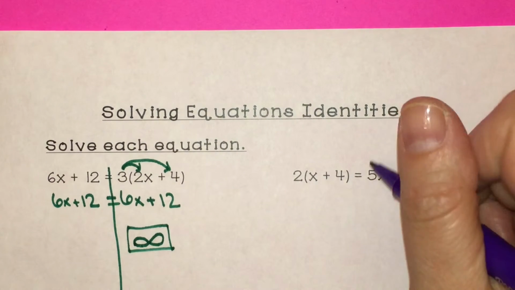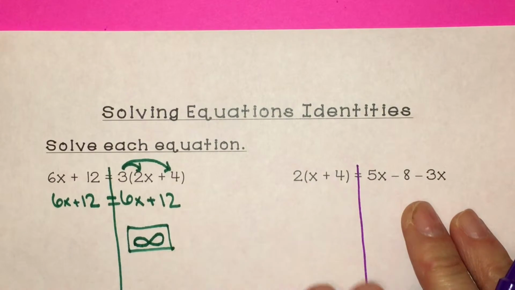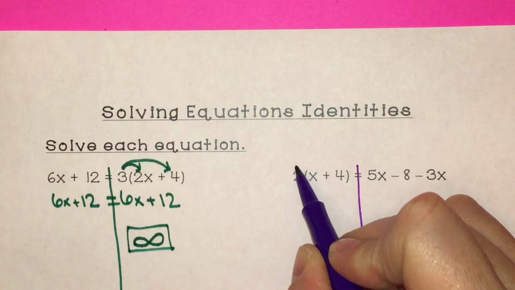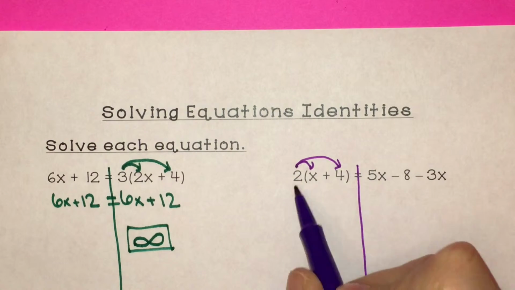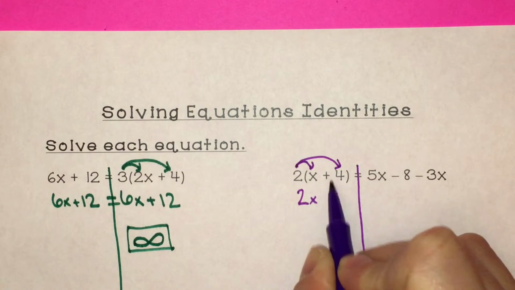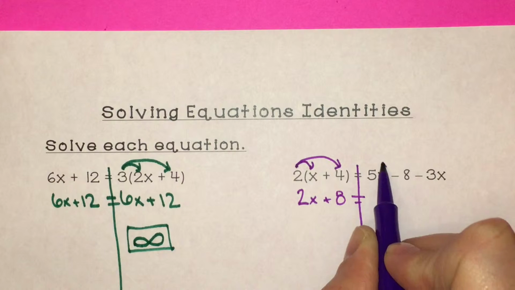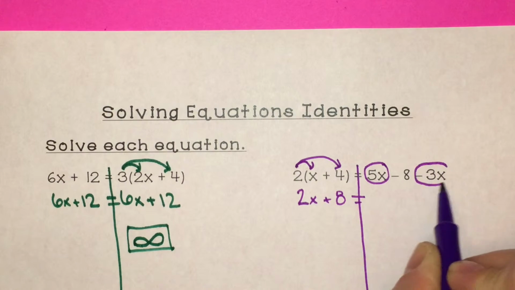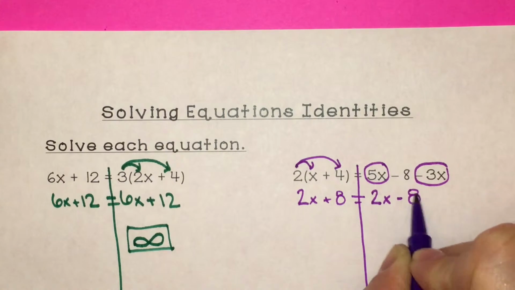Okay, so let's try this next problem. All right, I need to simplify both sides. Over here on the left, I can multiply everything inside by the 2, distribute it. 2 times x is 2x, plus 2 times 4 is 8, equals, over here, I can combine like terms. 5x minus 3x is 2x, minus 8.